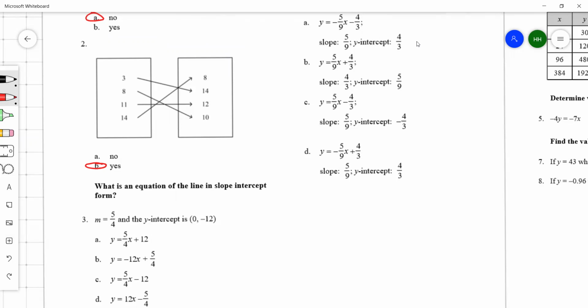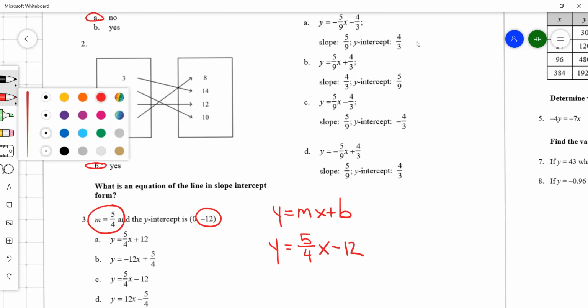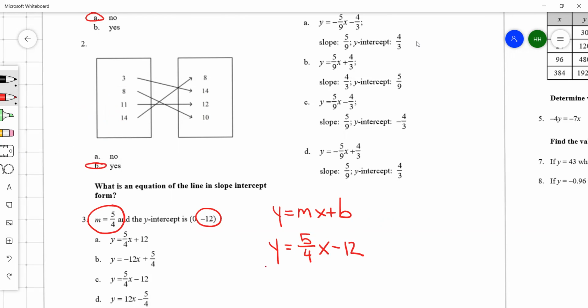And then number 3, what is the equation of a line in slope-intercept form? Remember that slope-intercept form is y equals mx plus b. Well, they're giving you the m, and they're telling you the y-intercept is at (0, -12). So there's your b. Okay? So the equation is y equals 5/4 x, and then that's a -12. Everybody good with those 3? All right, very good, very good.